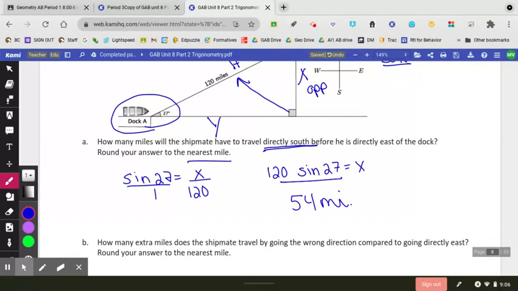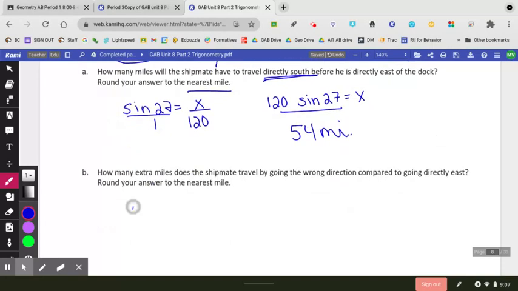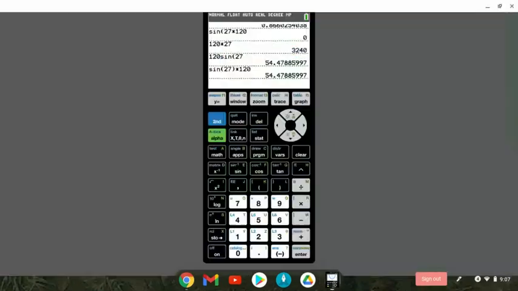So here's my angle, so y is my adjacent side. The one trig ratio that uses the adjacent is CA, so cosine is adjacent over hypotenuse. So cosine of 27 equals y over 120. Again, I cross multiply, so I get y equals 120 cosine of 27. Do that on my calculator.